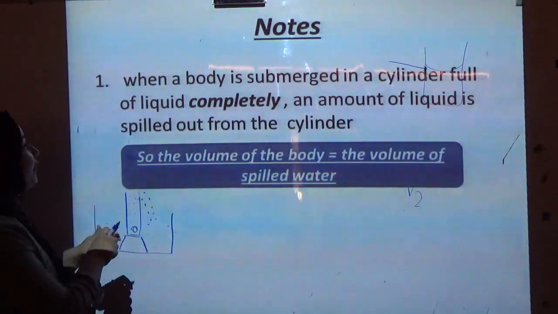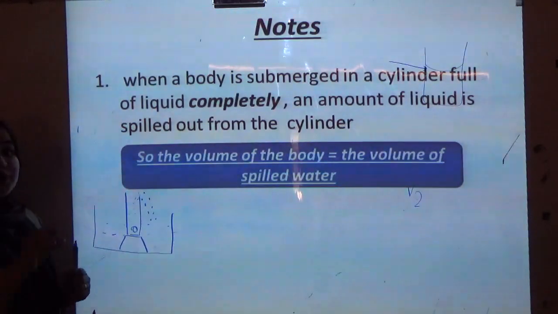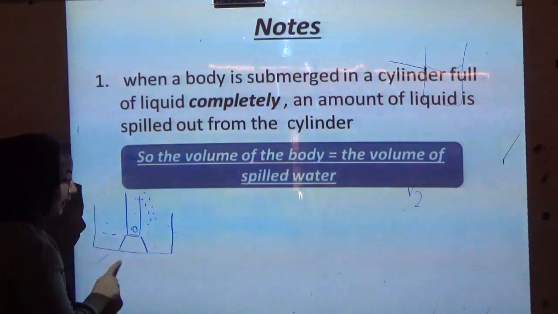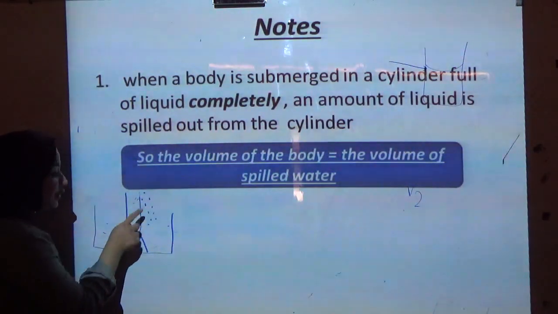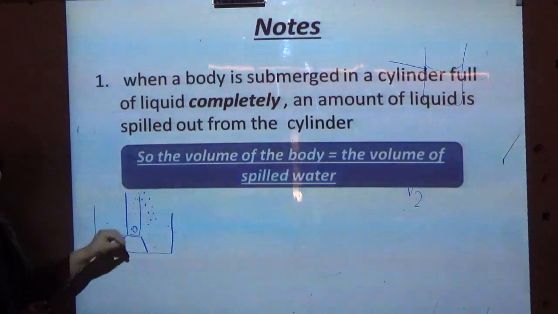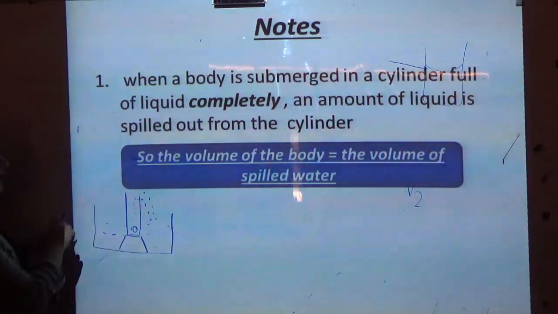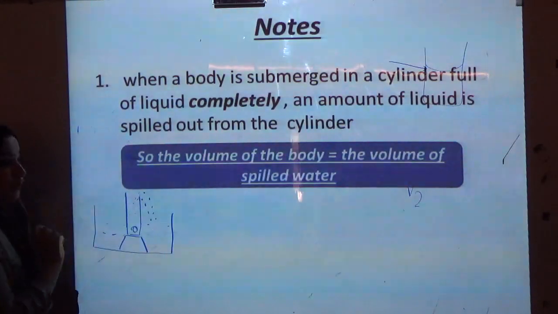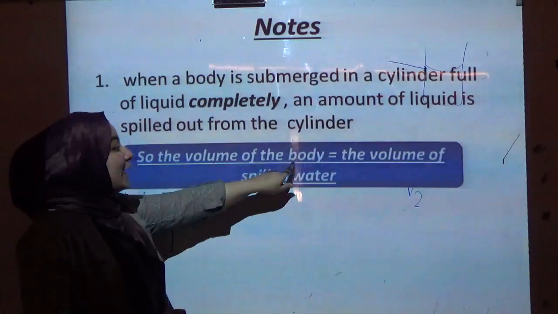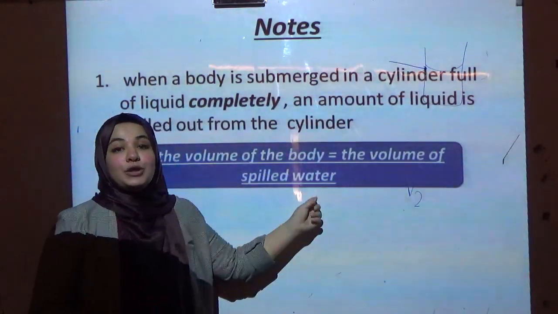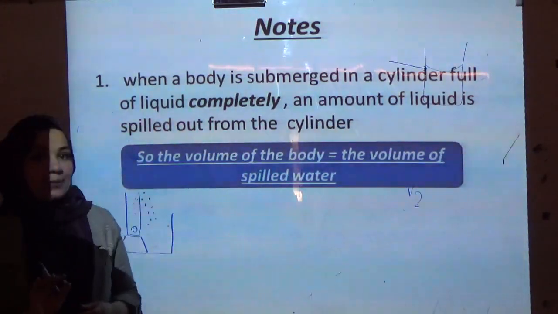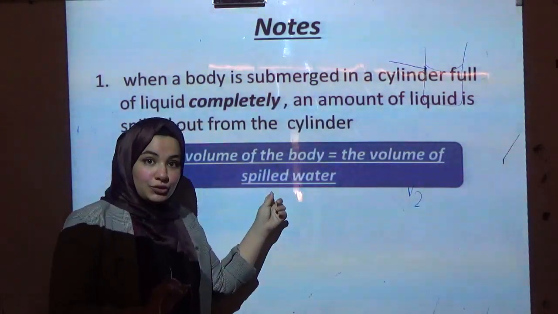Again, when a body is submerged in a cylinder full of water, I have a basin full of water and a cylinder full of water, and I put in a solid object, any body, and some water will come out. So what is the volume of this body? The volume of this body equals the volume of the spilled water, meaning the water that came outside from the cylinder. This is a very important note.